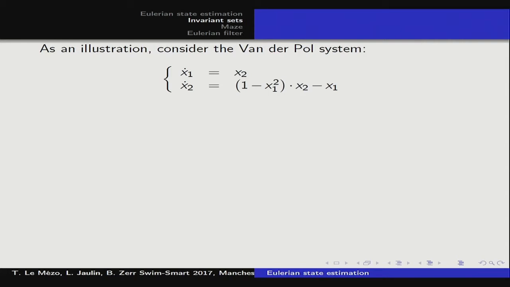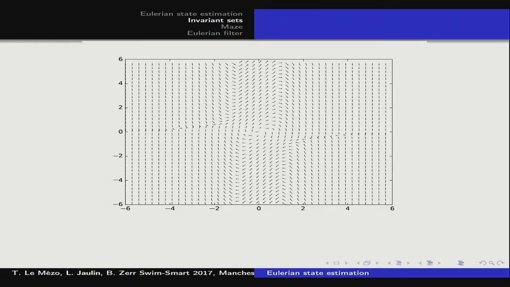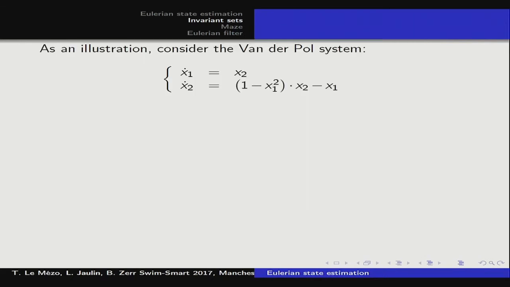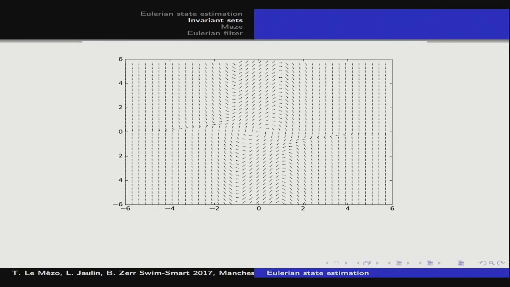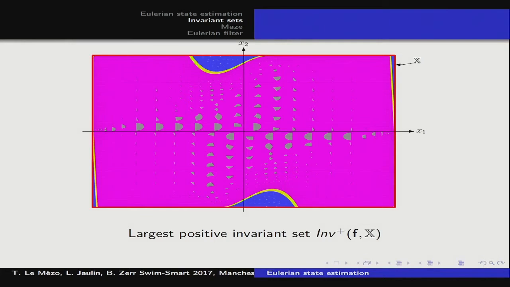What about, I will take an example, the van der Pol system, which is a two-dimensional problem. And you can see here a geometrical representation of a vector field of this system. So we can see that if you are above in the figure, then you will go out of the box. So if I take this box as a set X, then here I have an approximation of the largest positive invariant set of this box X. So X is a box.